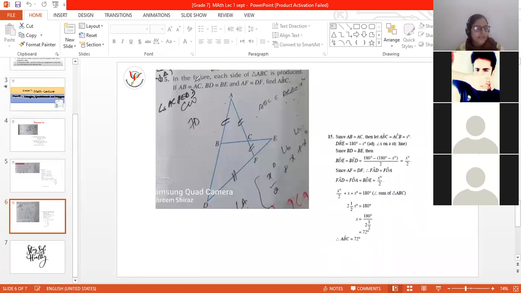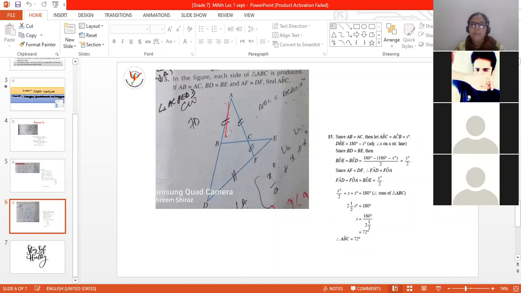In the figure, each side of the triangle ABC is produced. Now, what does it mean? Each side of the triangle is produced. It means that each and every side is extended. If AB is produced to D, it will become ABD. If BC is produced to E, it will become BCE. If CA is produced to F, it will become ACF.